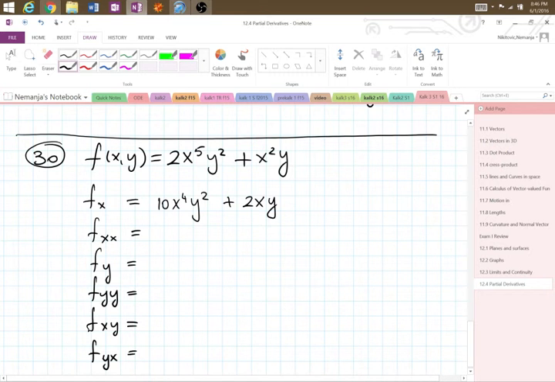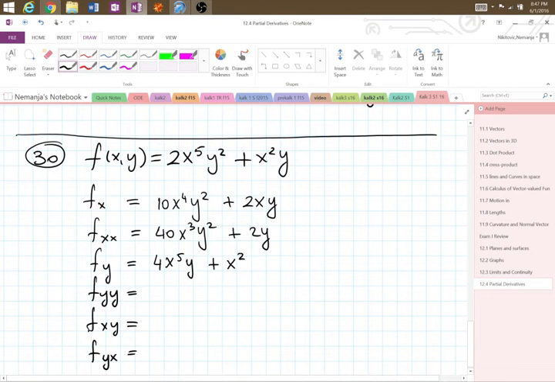The next line means take the derivative again with respect to x. So 40x cubed y squared plus 2y. Now we are supposed to find the partial derivative with respect to y. So we have 4 because the y squared, right? That's 2y. So 2 times 2 is 4. x to the 5 y plus x squared only, because the derivative of y at the end is just 1, so it's x squared.